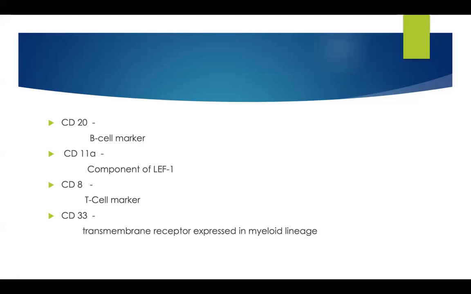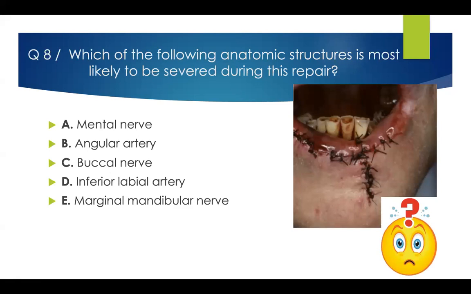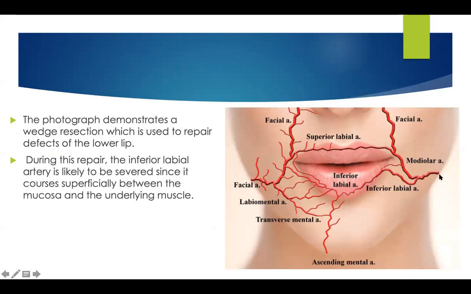Okay. Which of the following anatomical structures is the most likely to be severed during this repair? Mental nerve, angular artery, buccal nerve, inferior labial artery, marginal mandibular nerve. So people are in between D and mental. No, let me see. That is correct with the inferior labial artery. You have to remember your anatomy. This is very important. So see how the inferior labial artery goes all the way around the lip. Okay. And this is very important when you repair the defect on the lower lip mainly.